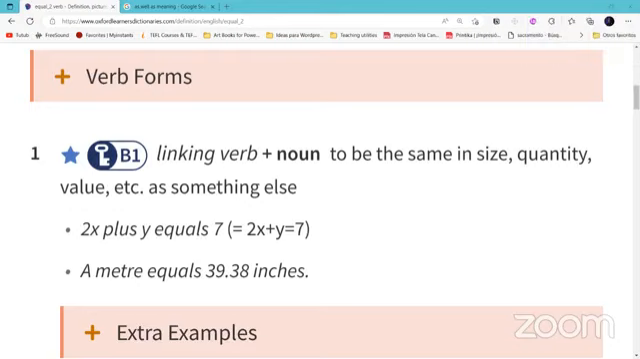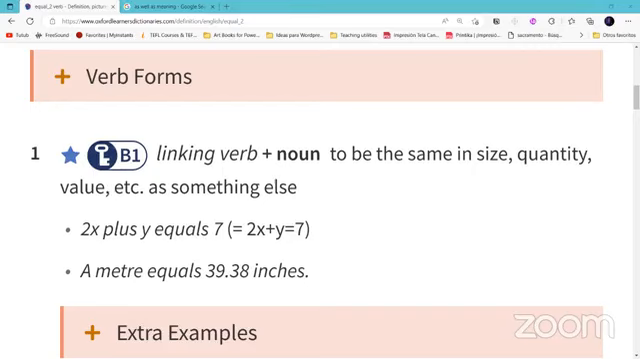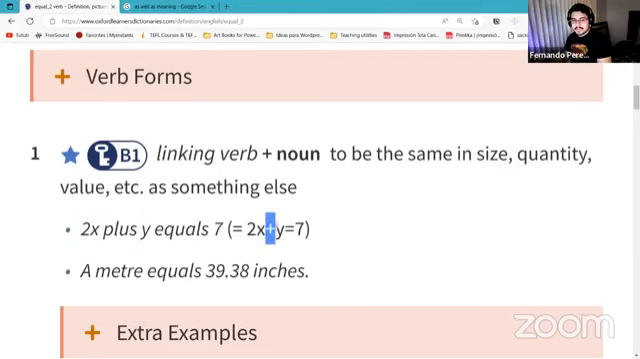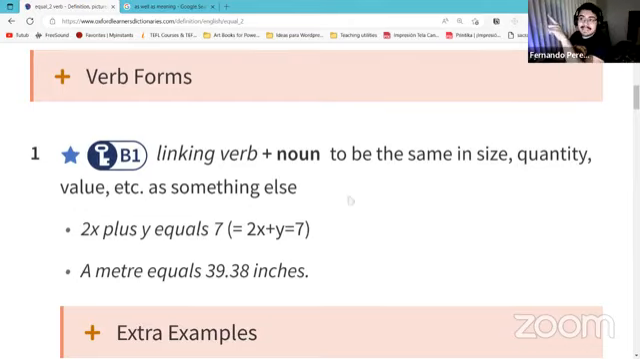2x plus y equals 7. How do you say equation in English? It's an equation. Technically, the way you read this equation is like this. You see? Because you have the verb plus. Plus corresponds to this one, and this symbol corresponds to equals. That's the way we use it in terms of mathematics.